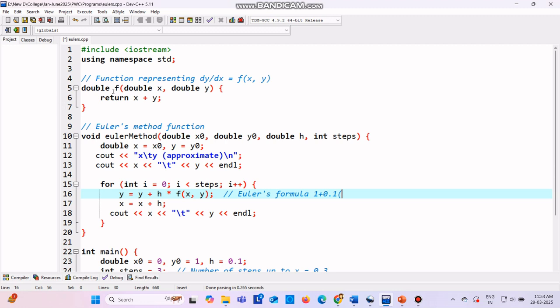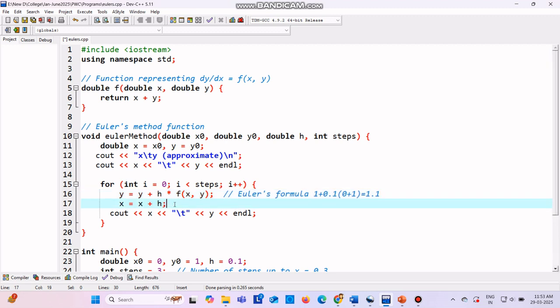It returns a double value, with double x and double y as parameters. It is going to return x plus y, because our function dy by dx is equal to f of x, y equal to x plus y. So it will return 0 plus 1. Ultimately, what value are we getting? 1.1. And then x equal to x plus h. What will be the value of x? The next value will be 0.1, because we started with 0. We display the value of x and y. So this is the first step.